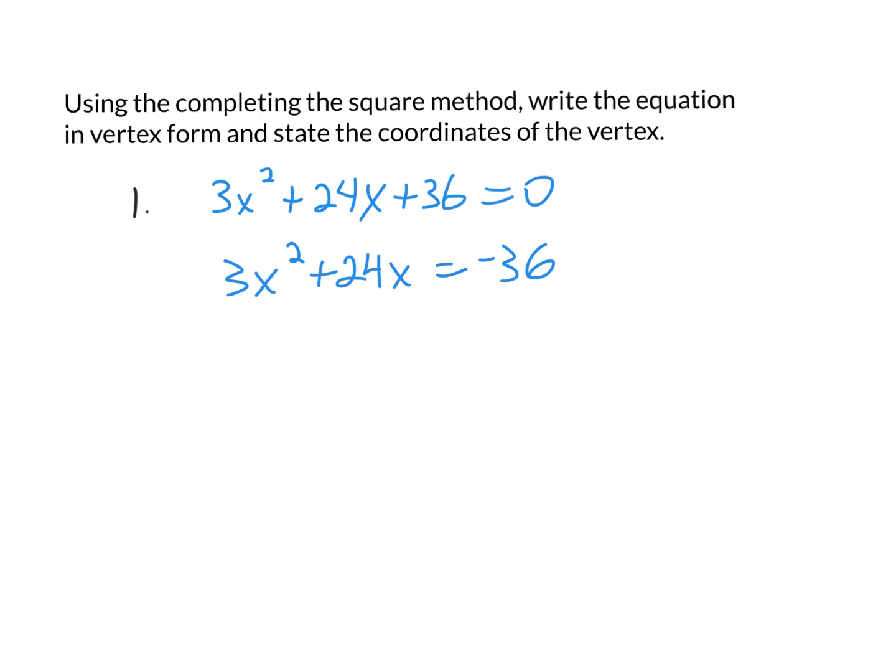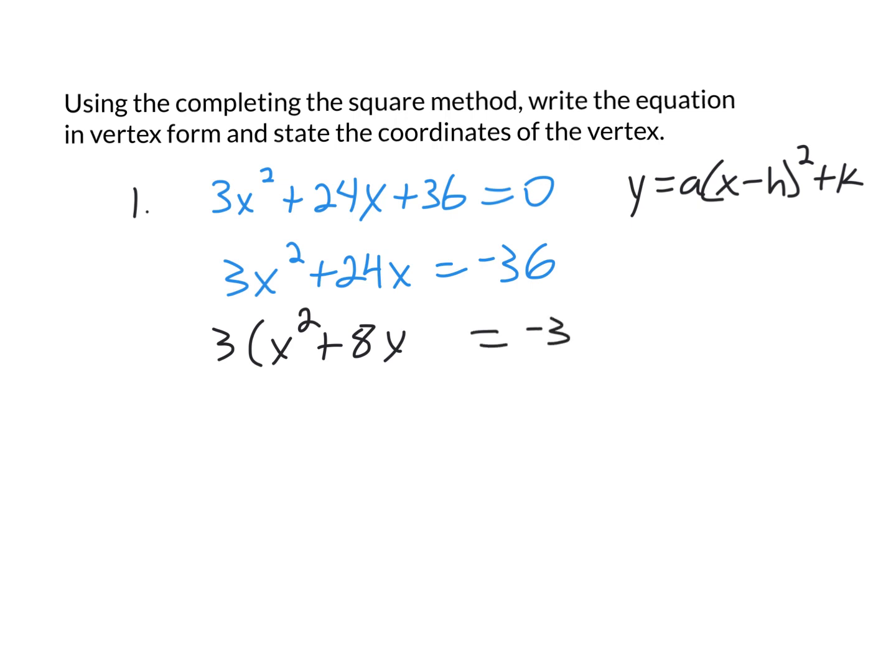Remember, the vertex form is y equals a times x minus h squared plus k. So the completing the square part is going to be this x minus h squared. And then we're going to determine what the k is. So let's continue working this example here. So in this ax squared plus bx part, we are going to factor out the 3. And then what remains is x squared plus an 8x equals, and then over here we have negative 36.